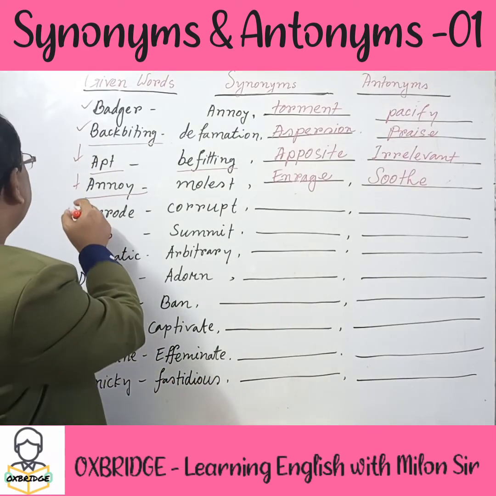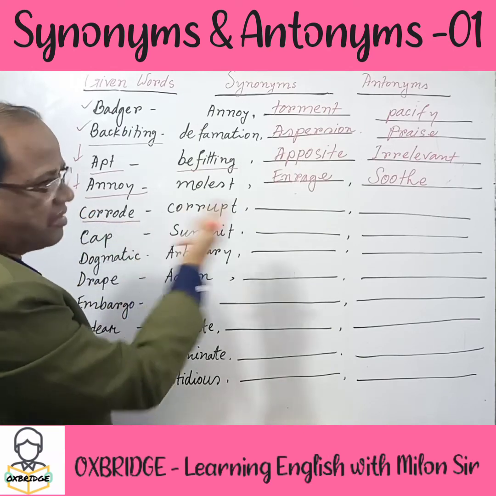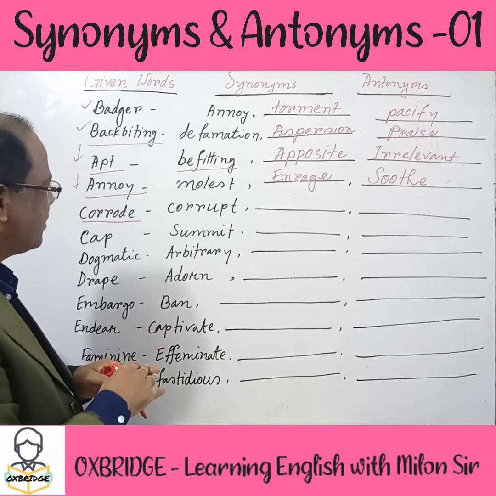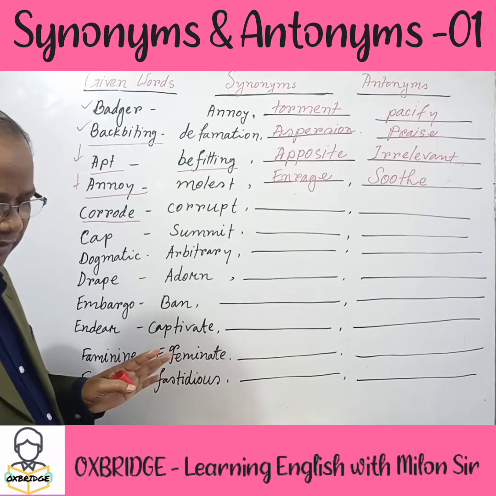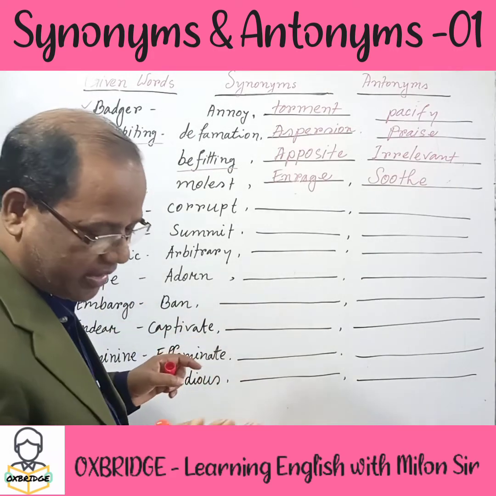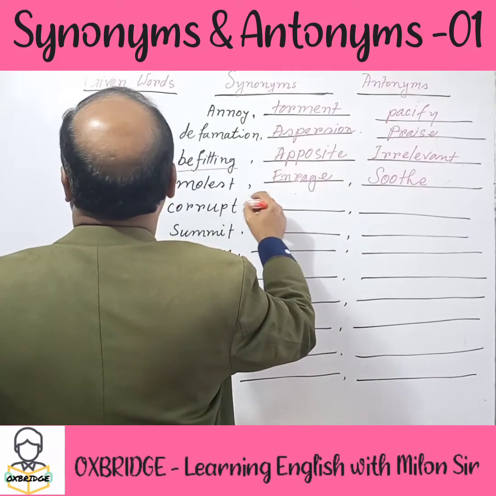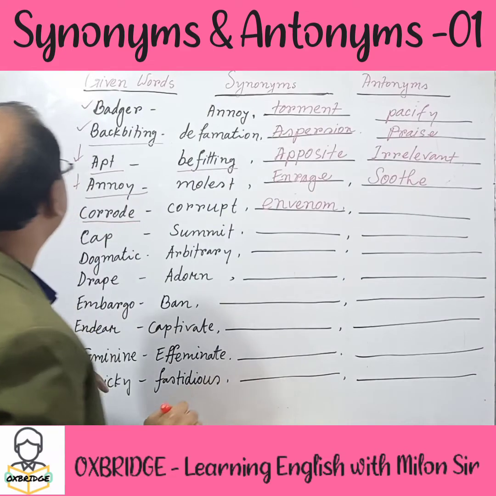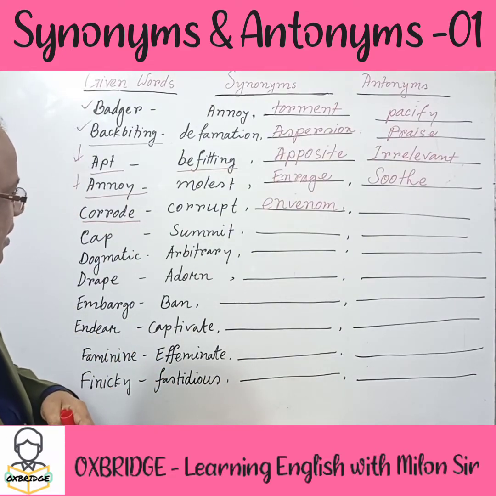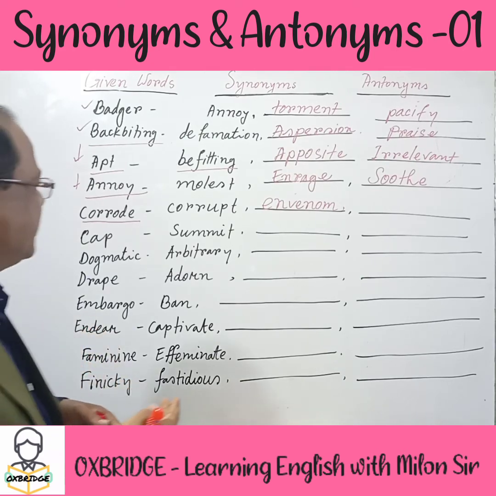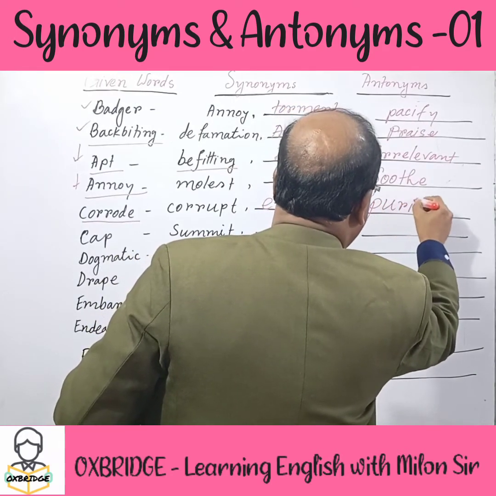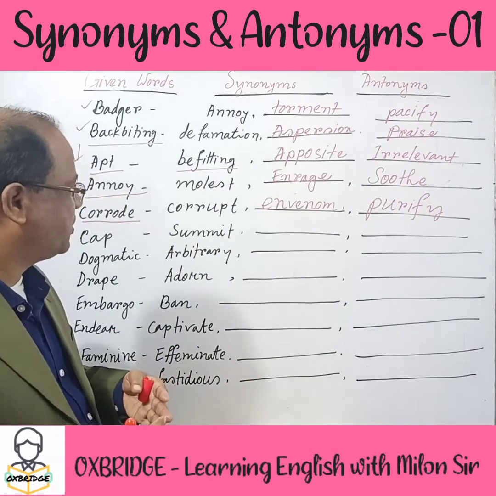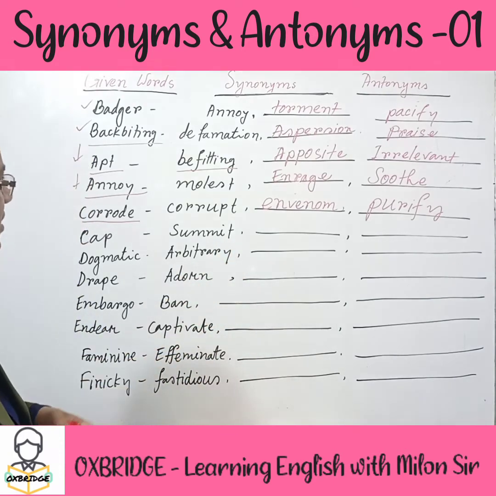Dear guys, our next one to discuss is corrupt. Corrupt means to corrupt or to pollute something or somebody. For a synonym we can write envenom. So corrupt means corrupter, envenom, and for the antonym we can write purify. So corrupt indicates corrupt or pollute or envenom, and their antonym is purify.